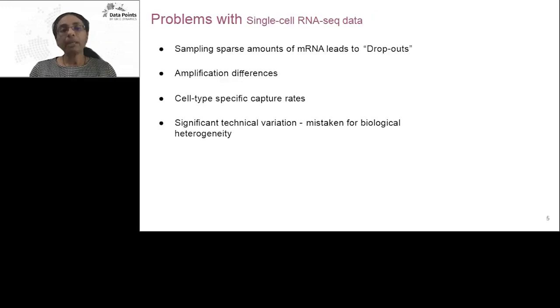So a quick recap of the problems when you sequence single-cell RNA data is that definitely you have biological errors that can come through the techniques, wherein you're only able to sample certain portions of mRNA or transcripts as they are called, and now you have missing information. There are amplification differences when the cells that you need in the tissue are, let's say, very sparsely populated, and then the cell type specific capture rates can be different. Sometimes there is technical variation that can then be mistaken for biological heterogeneity.